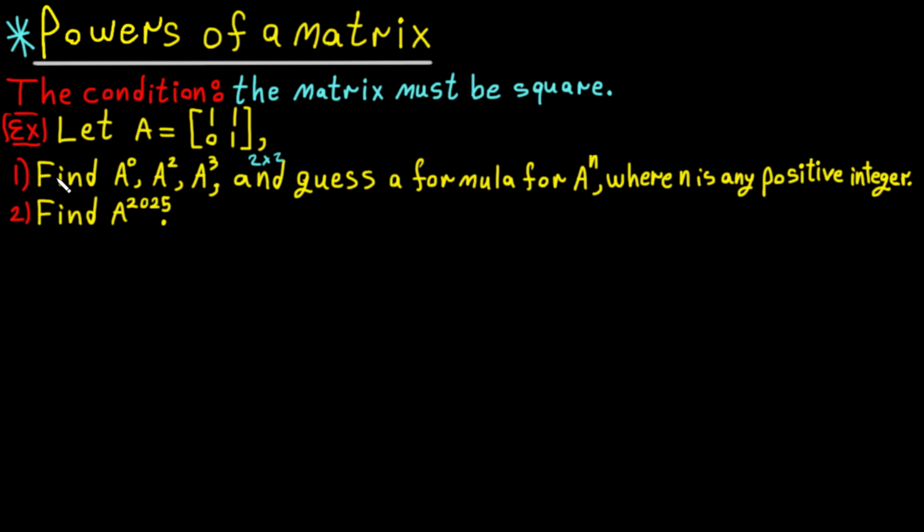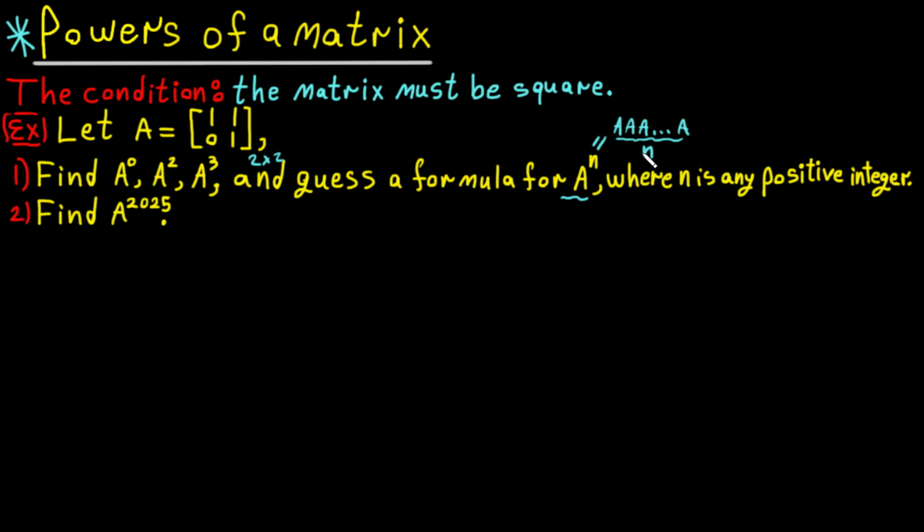Here, the elements. Find A^0, A^2, A^3, and guess a formula for A^n, where n is any positive integer. Here we want to find these, and because it's like a pattern, from that we conclude what A^n is. A^n is equal to A multiplied by A multiplied by A until the last A, and these are n copies. So we can define this.